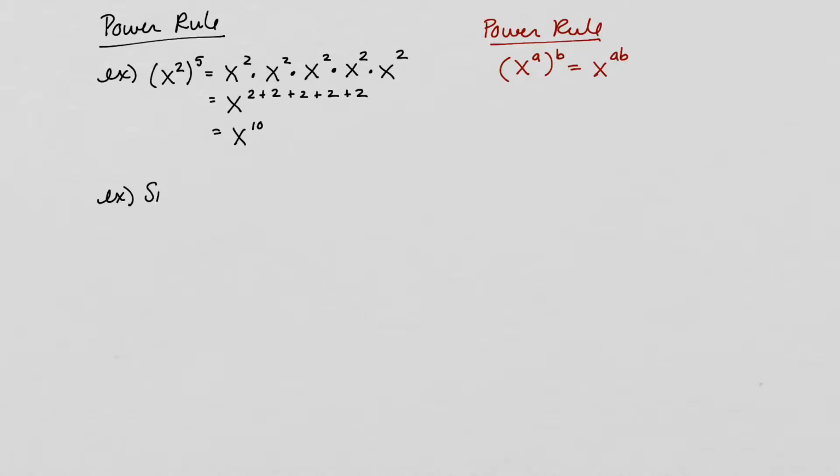Usually the direction on these problems is simplify. So simplify y to the 7th to the 5th. So all I'm going to do here is multiply 7 times 5. So we've got y to the 35th, right? Because 7 times 5 is 35.